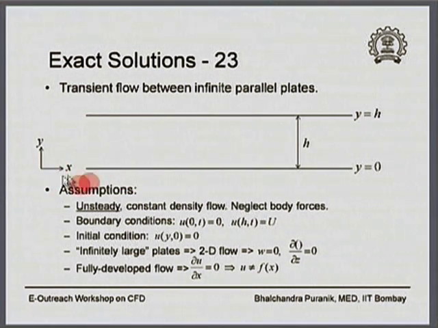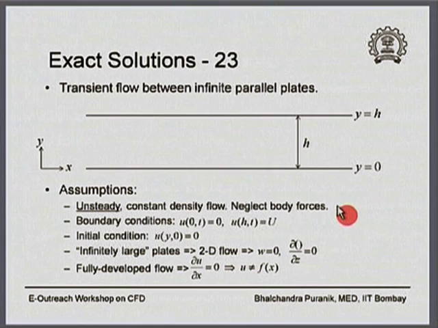X is along the plate, y is normal to the plate. Now this is not a steady flow situation, this will be treated as an unsteady flow situation. It will still be treated as a constant density flow and we will neglect body forces. So an unsteady problem will need, in addition to the boundary conditions, an initial condition. The way this problem is set physically is that at time equal to 0, there are these two plates and the space between the two plates is filled with viscous fluid and everything is stationary at time equal to 0.